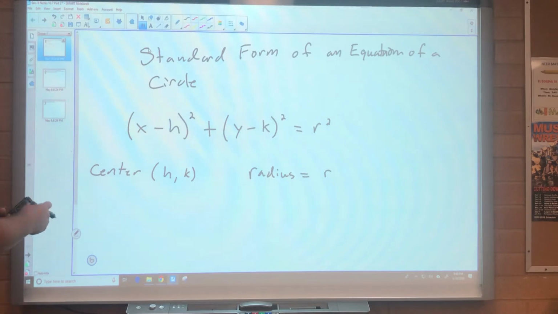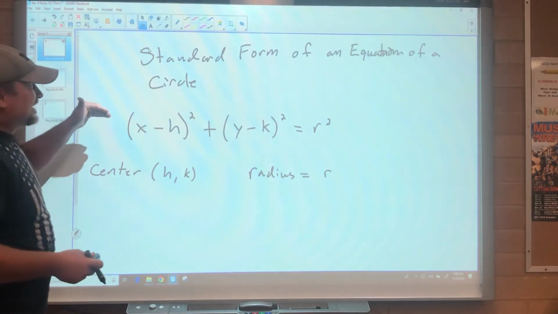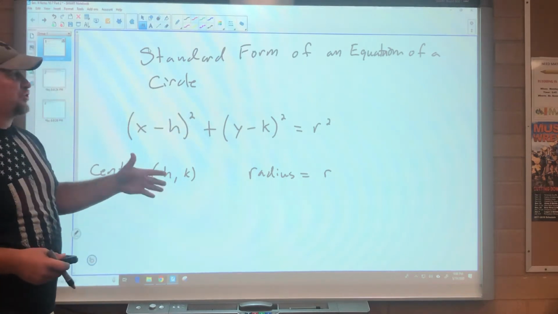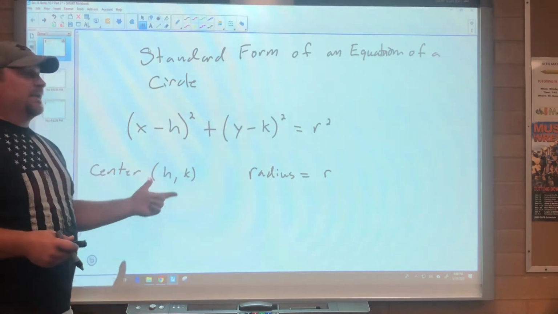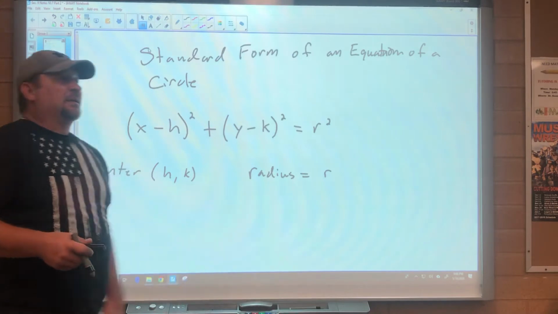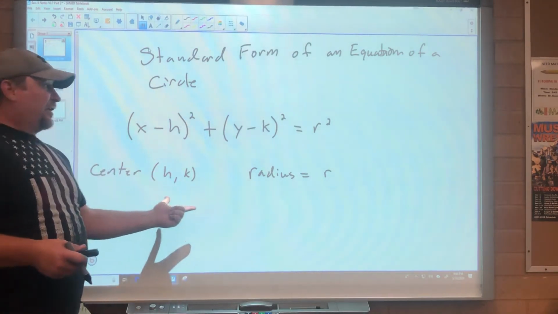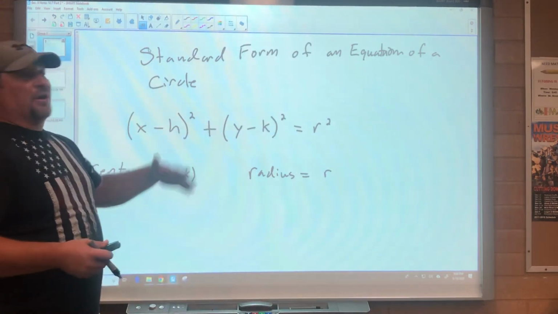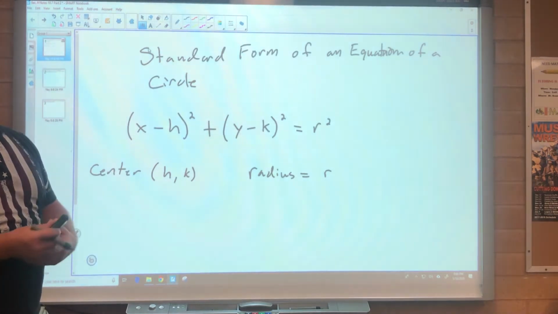In showing you that, that's what I wanted to show you, that equation is the standard form of an equation of a circle. So when it looks like this, it's ready to get this and this. If I already have the center and I have the radius, I can put it into there really quick. That was what our lesson was last time.